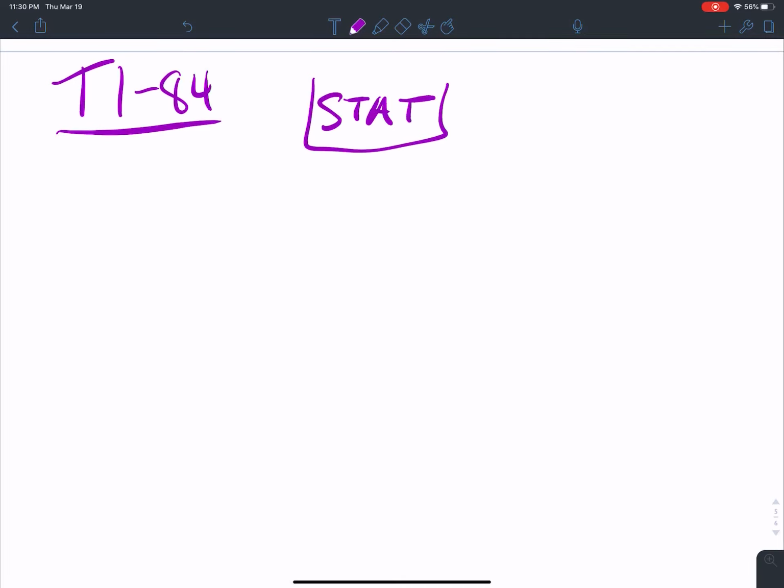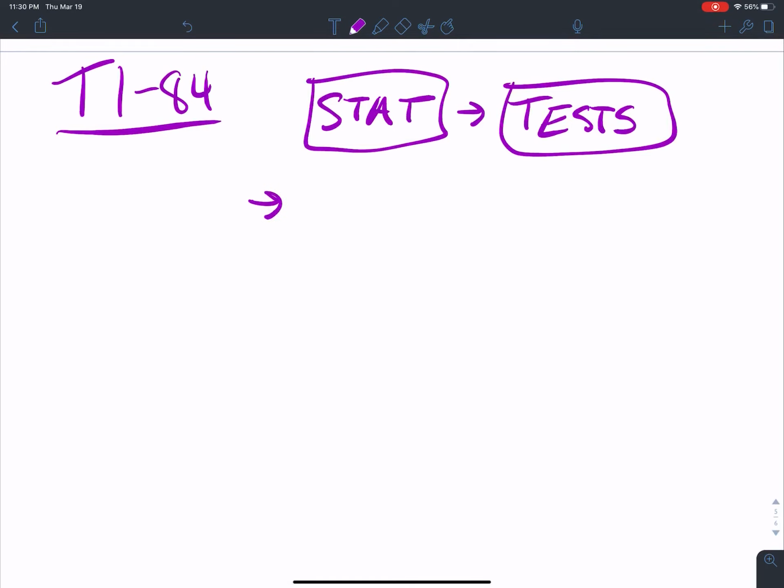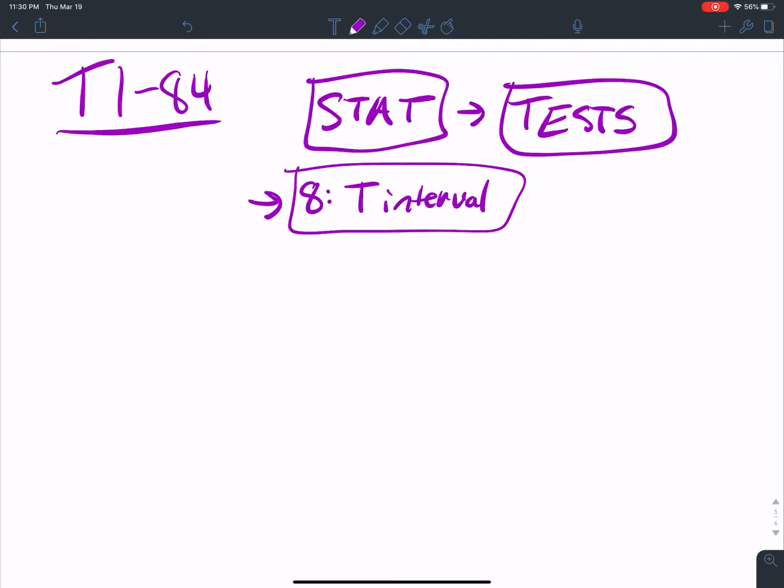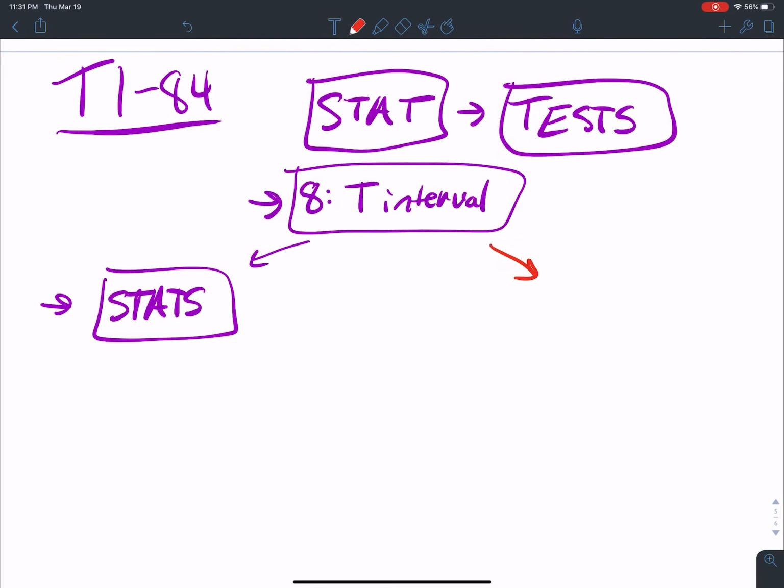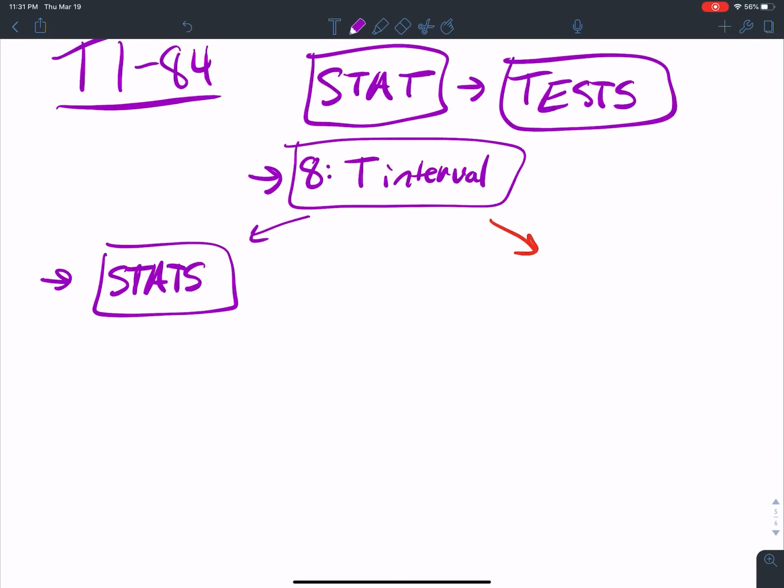Stat, you're going to hit the stat button, and you're going to hit test. Then you're going to hit 8, which is the t interval. Okay. And then you're going to hit stats. Okay. You use this button. All right. Let me actually move this one down here because there's two options. So after this, we're going to kind of branch off, and I'm going to show you what to do on the other one over here later. So the stats button, you use this when given x bar, s, n, c, all that information, okay?